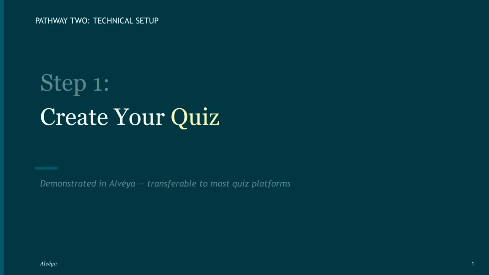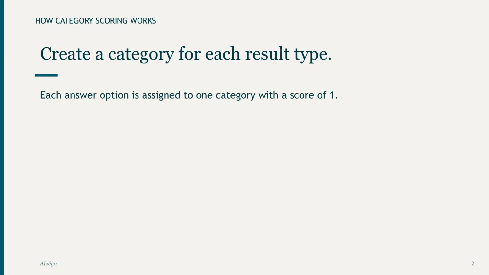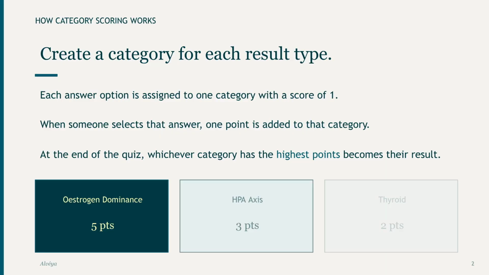In this lesson, I'm going to walk you through how to build your quiz inside Alveya. The quiz uses a system called category scoring. You create a category for each of your result types. In the hormone example I'll be demonstrating today, that's three categories: estrogen dominance, HPA axis, and thyroid.